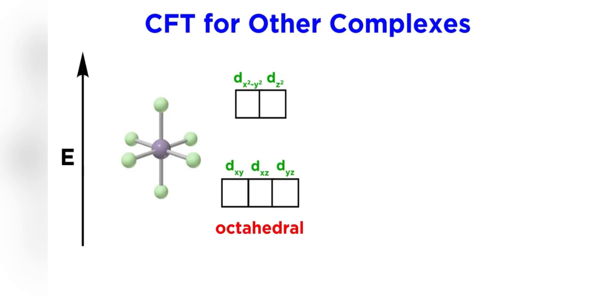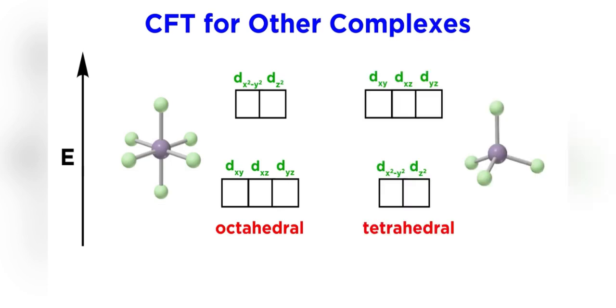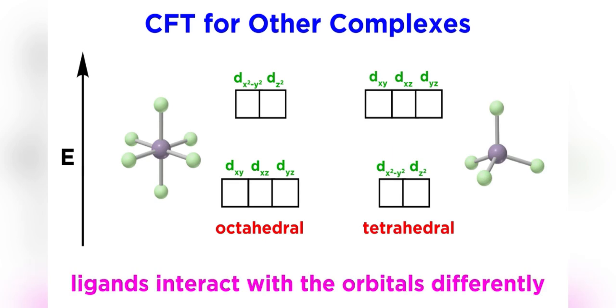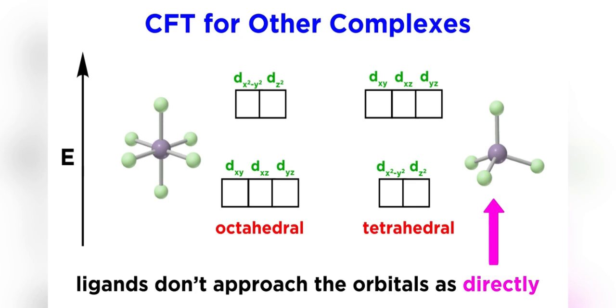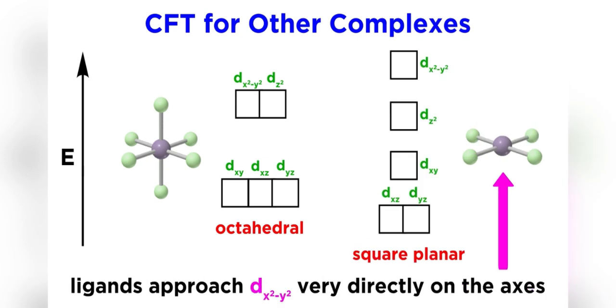Crystal field theory works for geometries other than octahedral as well, like tetrahedral, which tend to be high spin, but the ligands orient themselves differently, so they interact with the orbitals differently, and we get different energy diagrams. Specifically, with this geometry, ligands more closely approach the d orbitals between the axes rather than the orbitals on the axes, so the higher energy orbitals are precisely the opposite ones as in the case of octahedral geometry. Also, the ligands don't approach the orbitals as directly, so the energy splitting will be of a lesser magnitude. We can do something similar for square planar geometry as well.